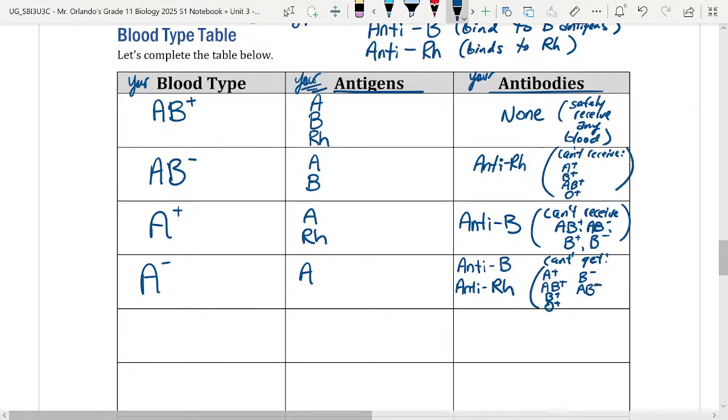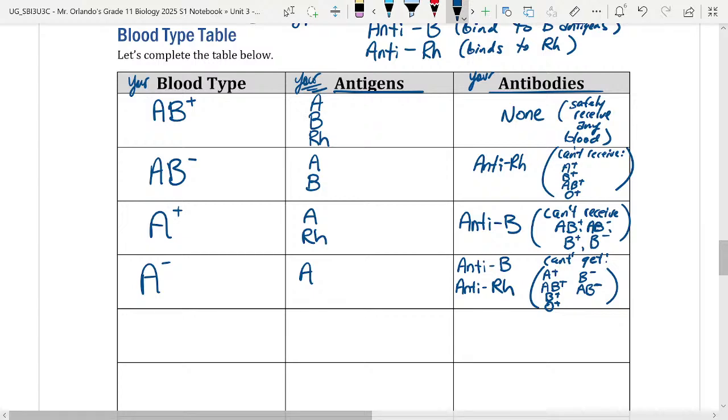AB negative, right? Would O negative be fine? Yeah, because O negative doesn't have RH on it or B on it. Would A negative be fine? Yes. But the only people that somebody with A negative blood can get blood from is a fellow A negative or an O negative. Does that make sense? They can't get any blood that has a B in it or any blood that has a positive in it. So if you have type A negative blood, your options are more limited than if you have A positive blood. Who can receive blood from anybody?